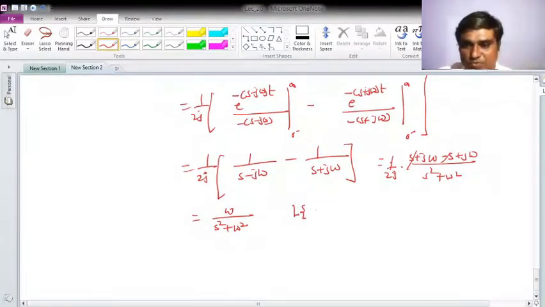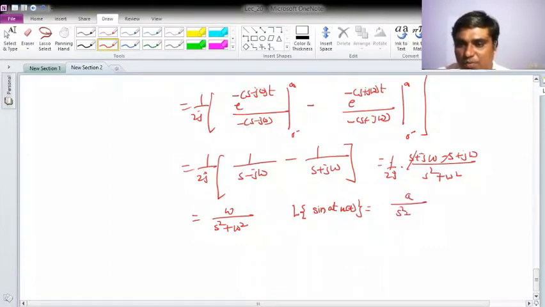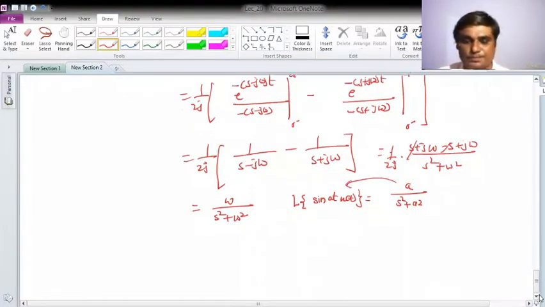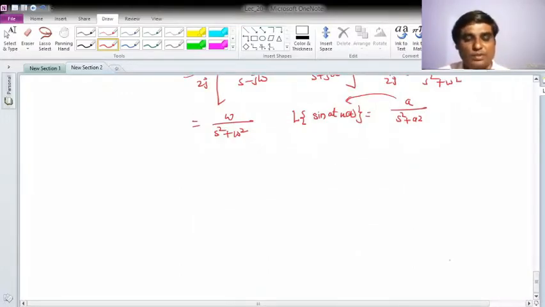So the Laplace transform of sine at into u of t, what will it be? It will be a upon s square plus a square. And similarly, if I would like to find out the Laplace inverse of this, it will be sine at u of t. Okay, so by the use of the linearity approach, you can find that. Then one more, I'll take one more example.